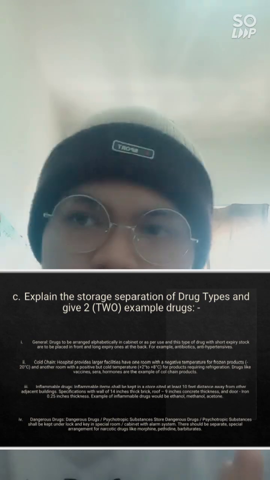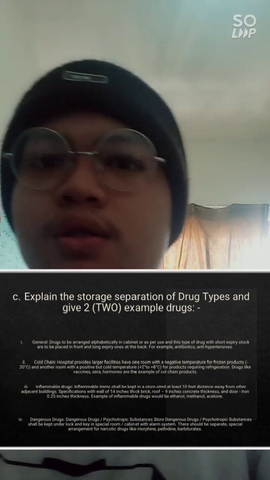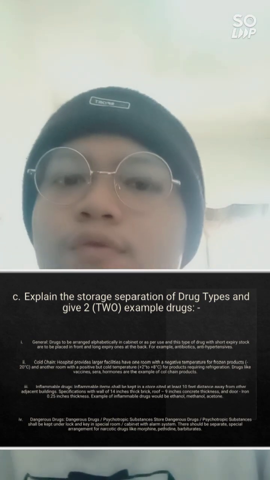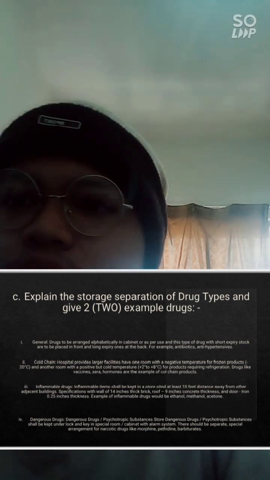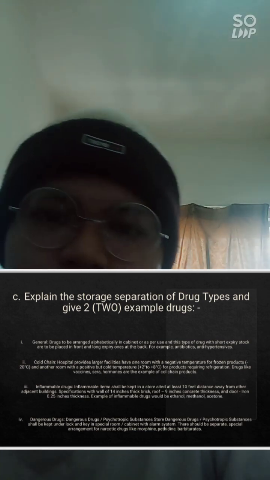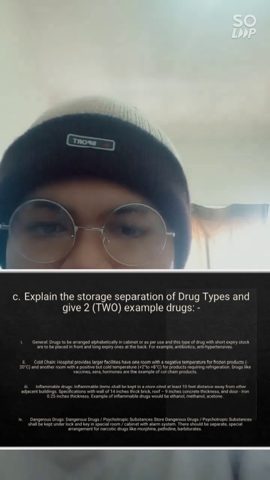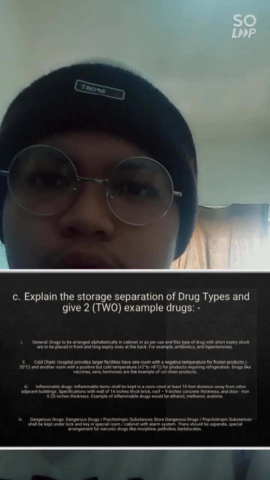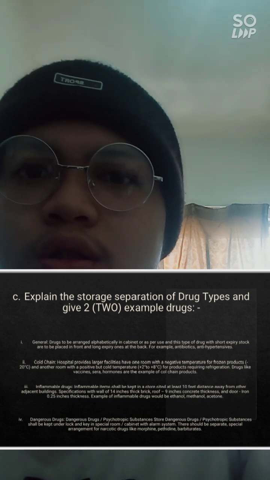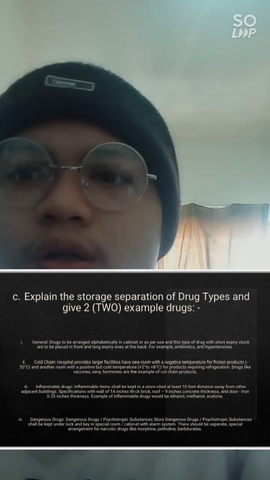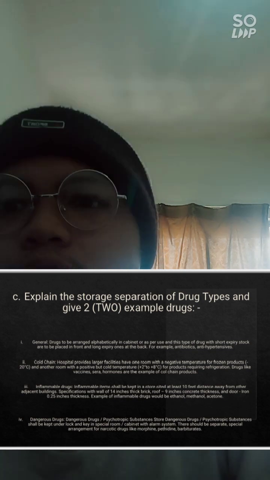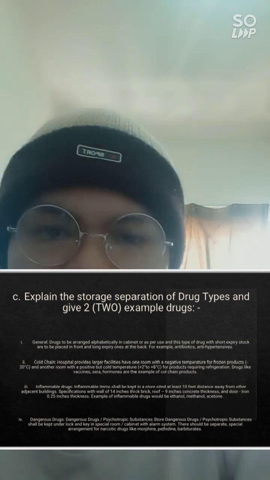For dangerous drugs or psychotropic substances, they have to be kept under lock and key in a special room. They have a special room or special cabinet with an alarm system, and they should be kept separate and arranged especially for narcotic drugs like morphine, pethidine, and barbiturates.